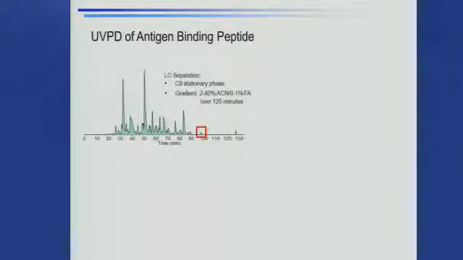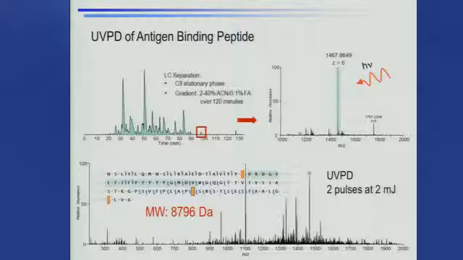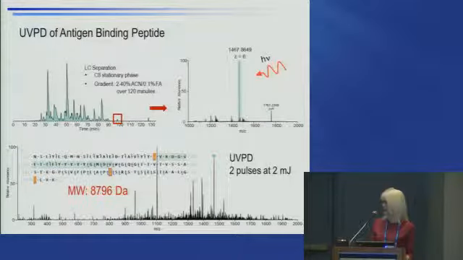And so one example here, another antigen binding peptide from another antibody. This is the small peptide that elutes here. This is the electrospray mass spectrum obtained at that elution point. And then when we isolate the +6 charge state, we have a very nice UV photodissociation fragmentation pattern. This peptide actually is 8,796 Dalton, so it's one of the larger middle down size peptides.